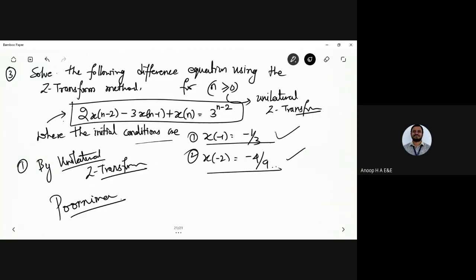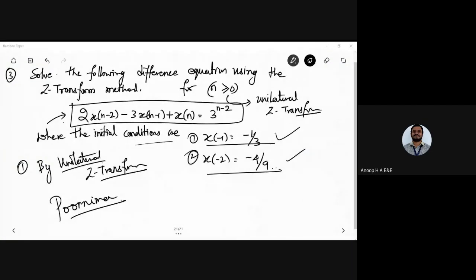Let me stop today's class here, and meanwhile, if there are any doubts, feel free to let me know. In the next class we'll be discussing more about the Z transforms, and we'll solve a few more problems, and we'll be winding up with Z transforms. Meanwhile, let me stop recording.